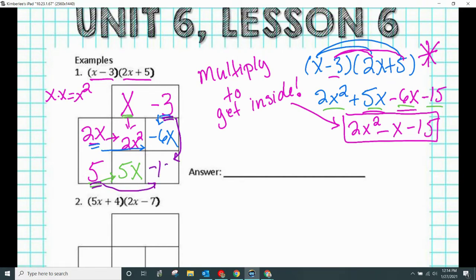So basically, this is just like a graphic organizer. It just helps you keep track of your pieces. And now, because my box is full, I know that I didn't miss anything. The inside of my box is completely filled in. So now I know I've multiplied all my pieces.